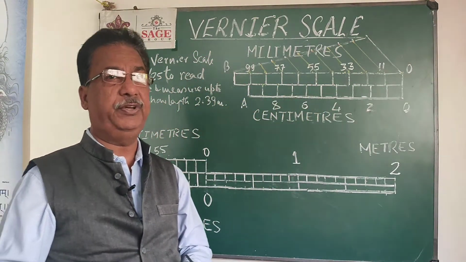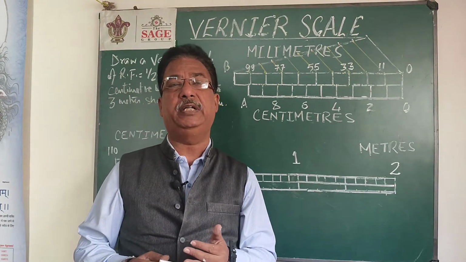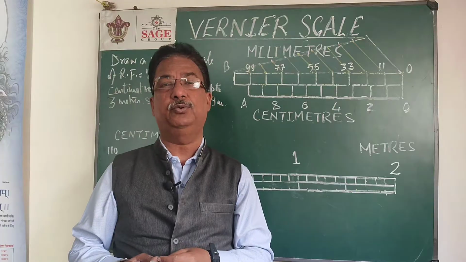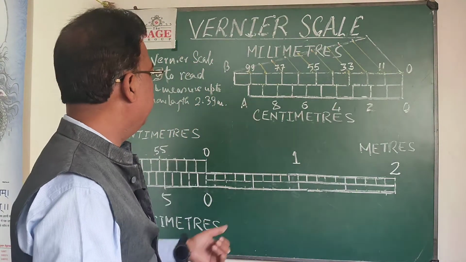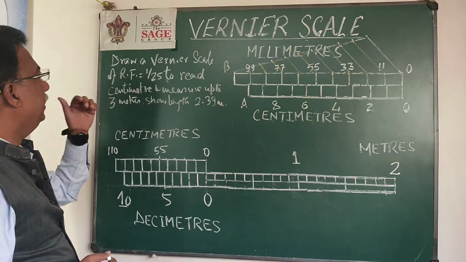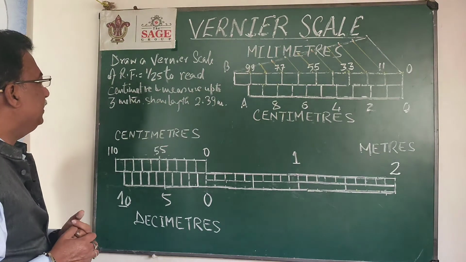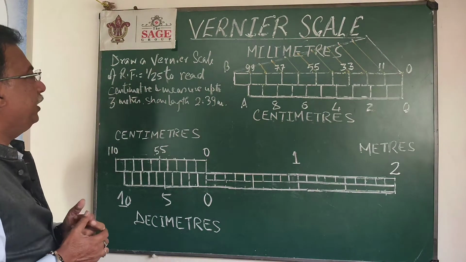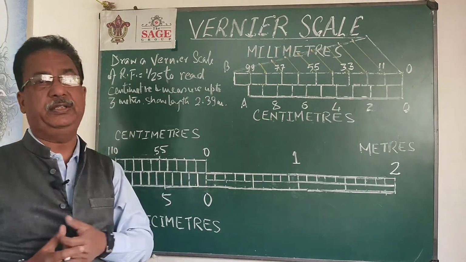So this is the way to generate the third fraction, which normally we cannot get by dividing that small part into 10 parts. If I take the same concept in a problem, I have taken a simple problem of a vernier scale. Draw a vernier scale of RF 1/25 to read centimeter and measure up to 3 meters. And we want to show a length of 2.39 meter.